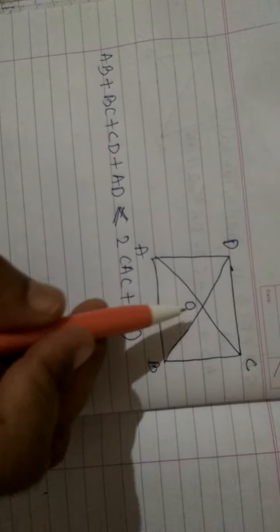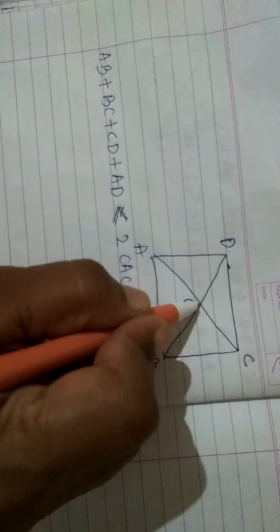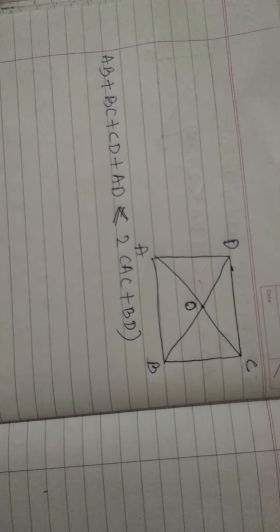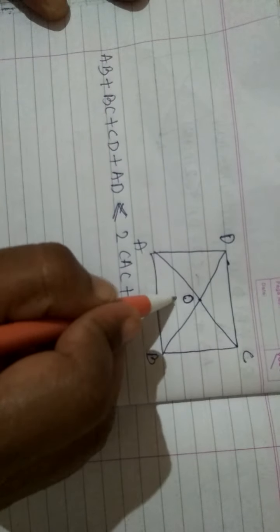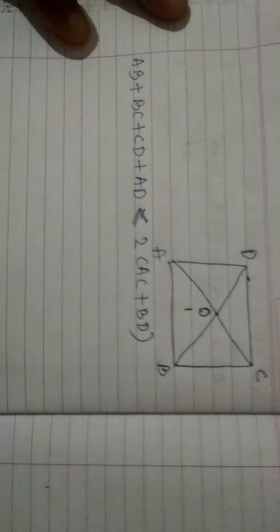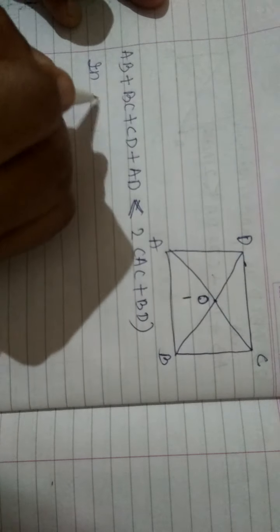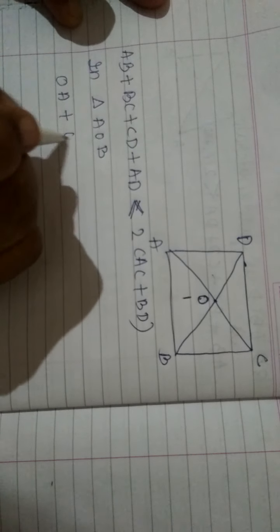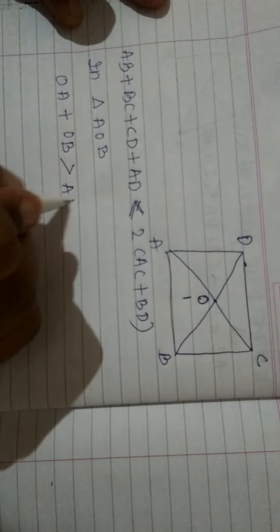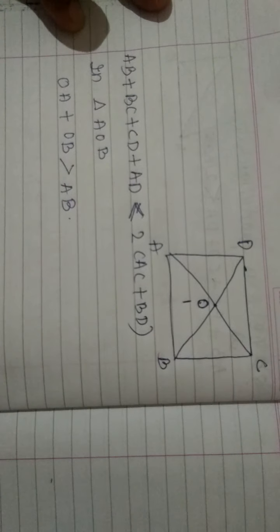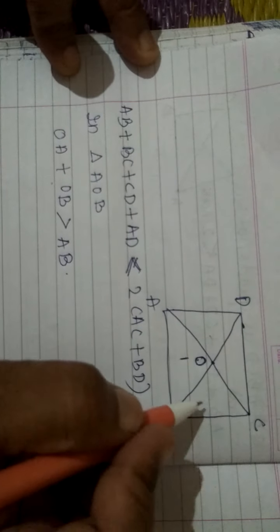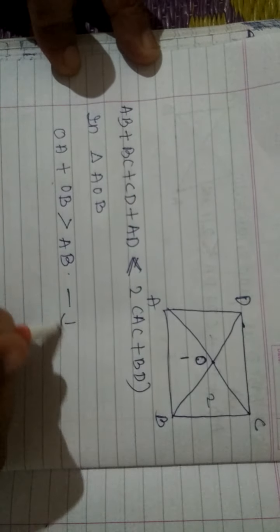Now children, to prove this, we will name the point of intersection of the diagonals O. Now children, how many triangles do you see in this figure? 4 triangles. Now children, first we will consider the triangle AOB. In triangle AOB, children, OA plus OB is greater than AB. The sum of the two sides is always greater than the third side. This is the property of the triangle. This is equation 1.